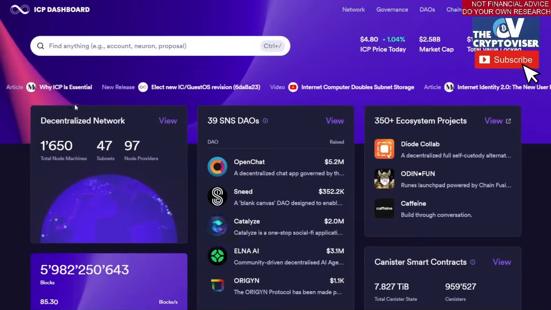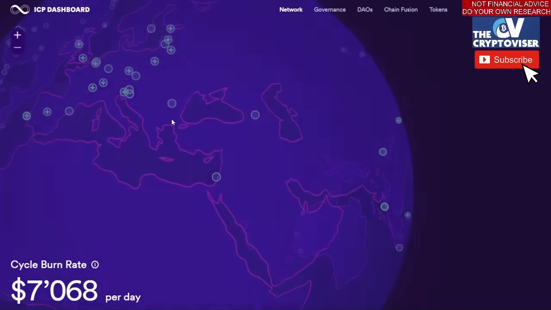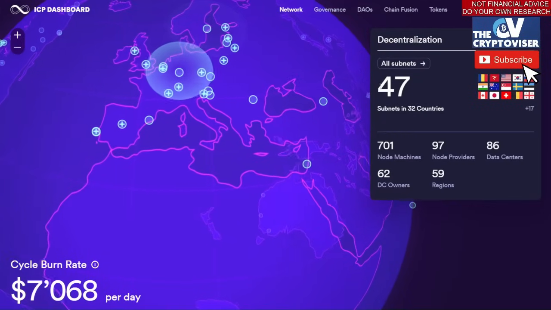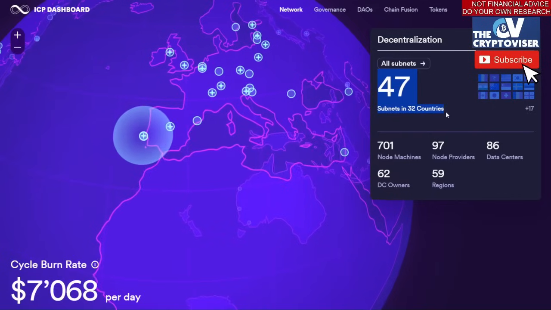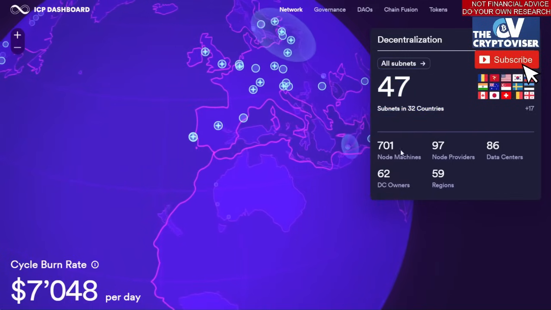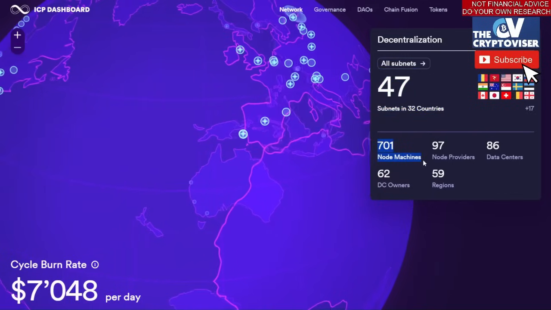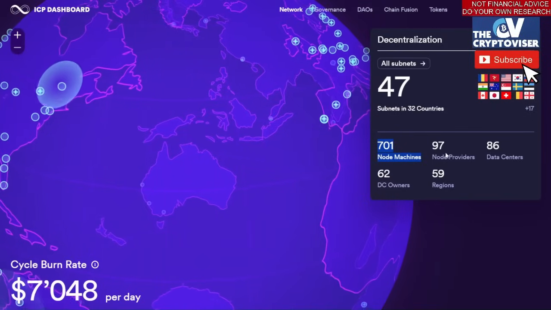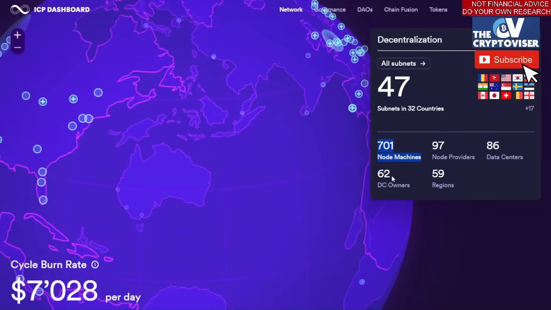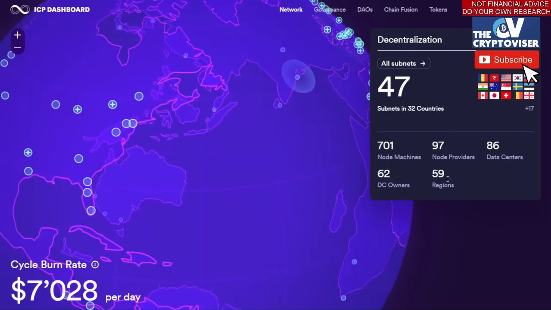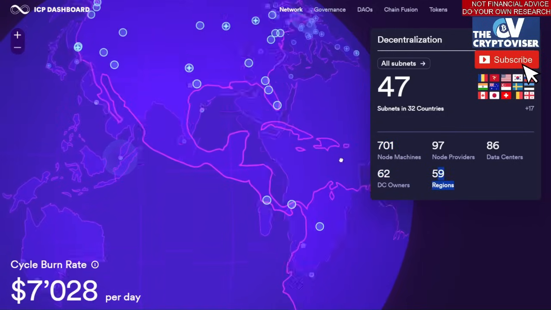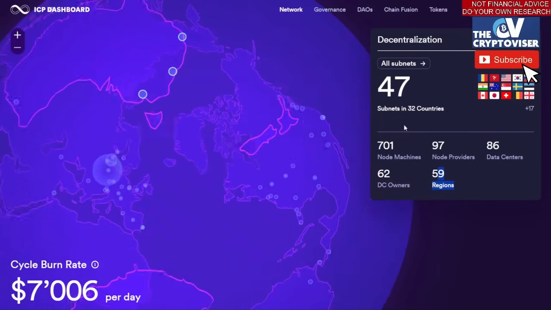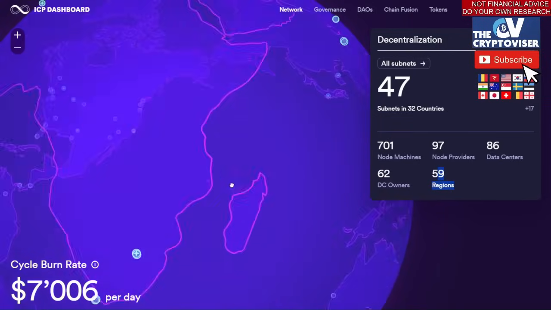Now, subnets are basically like node clusters, I guess you could say. So you can see on the Internet Computer, when I'm recording this at the end of 2025, there's 47 total subnets in 32 countries, and that consists of 701 node machines. So there's 700 machines powering the Internet Computer, 97 node operators, 86 data centers, 62 data center owners, and these are in 59 regions around the world. You can see it on this map right here. Basically every continent, I think, except Antarctica, but maybe they'll get that going sometime in the future.